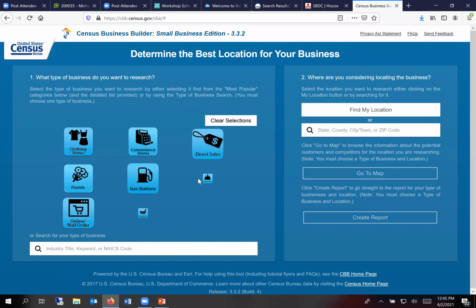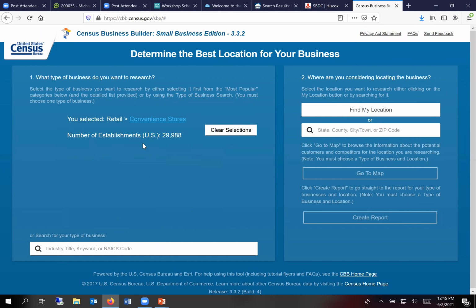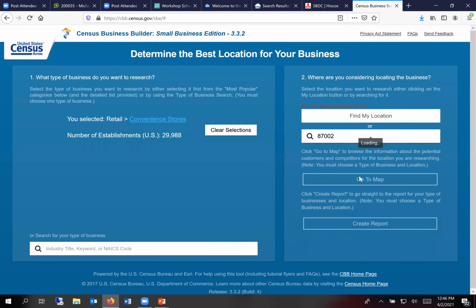So let's look at retail. And let's look at convenience stores. And that has a NAICS code associated with it. And then we could put in a location. So this could be a county, city, it could be the state, it could be a zip code, it could be a census tract. I'm not going to get into census tracts, but let's do a zip code, 87002, which happens to be Belen.